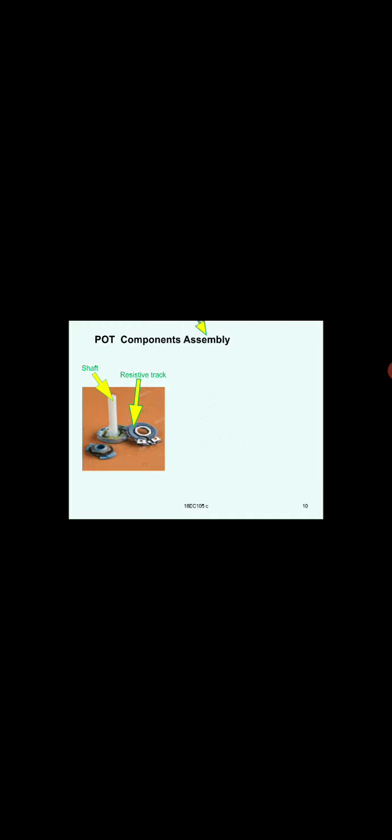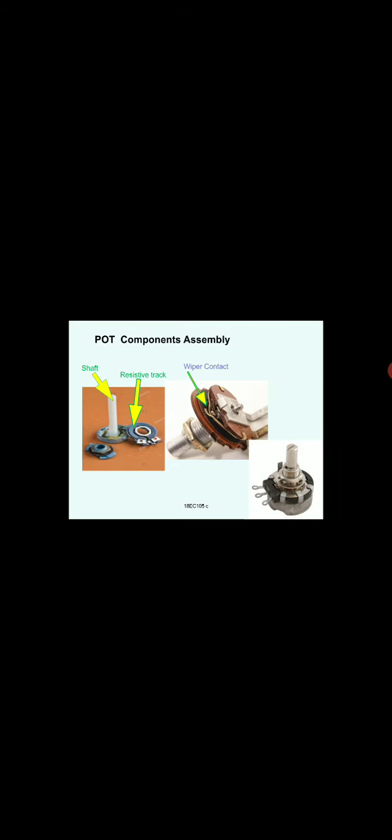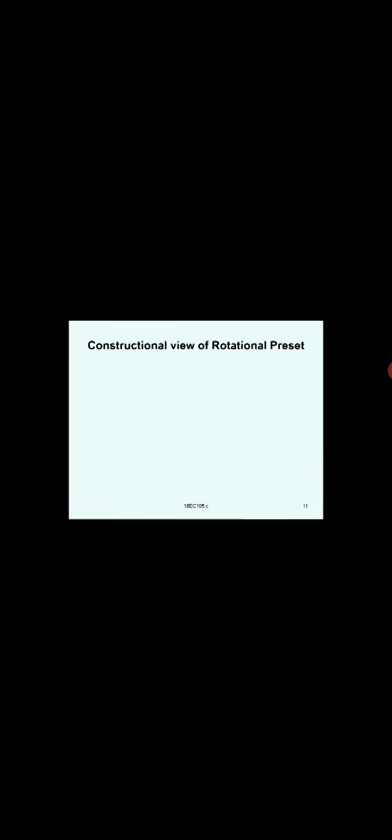that is a shaft. And so this is the assembly of these three components, wherein in this picture this arrow is showing you the wiper. So the wiper is the variable terminal of the pot. So it makes contact continuously with the resistor track. Then this is the complete pot, fully assembled one. So a fully assembled pot will look like this one at the bottom right side of the screen.